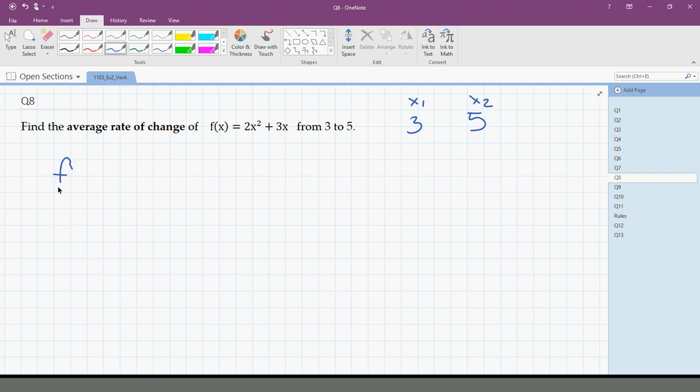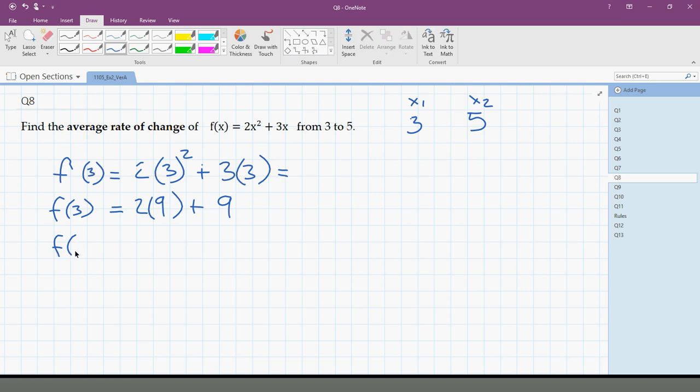So what I'm going to do, I'm going to take the function and I'm going to find the y value for each one. So f of 3 is 2, and inside the parentheses 3 raised to the second power, 3 times 3. So that is going to give me 3 times 3 is 9. Plus 3 times 3, 9. Let me keep this organized. So 2 times 9 is 18, plus 9. Did I do that right? 27, okay.